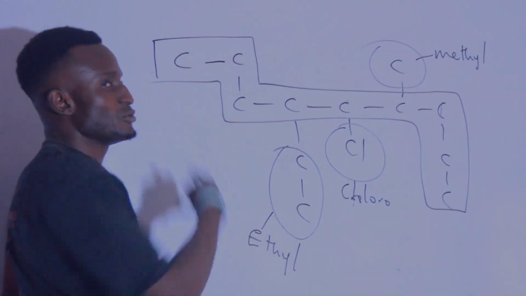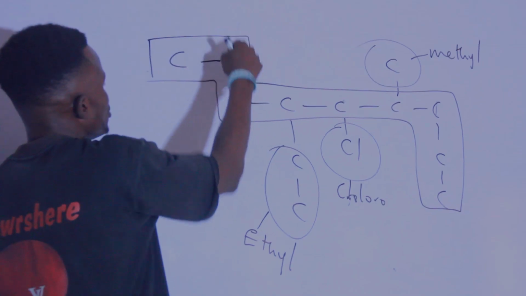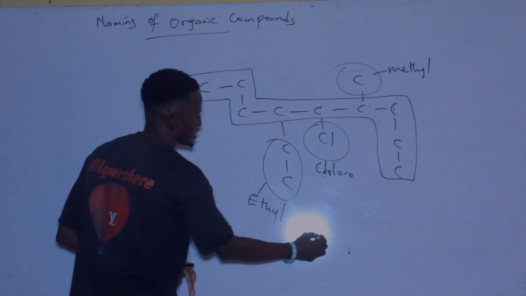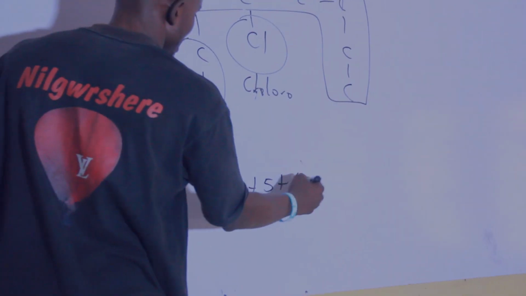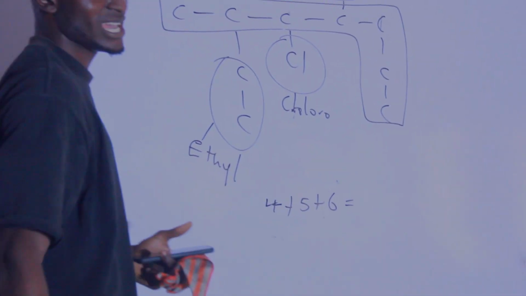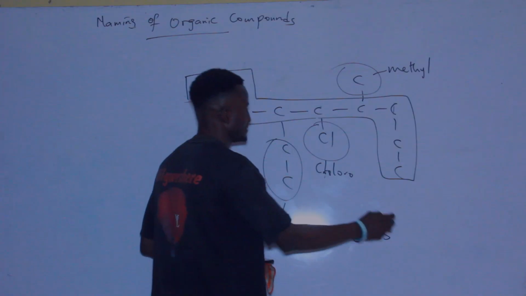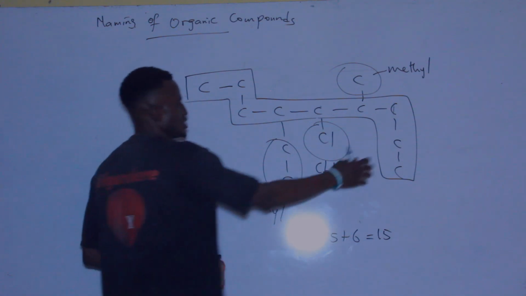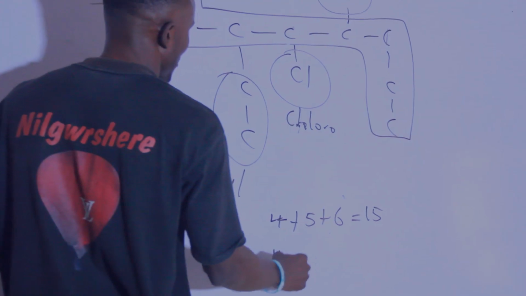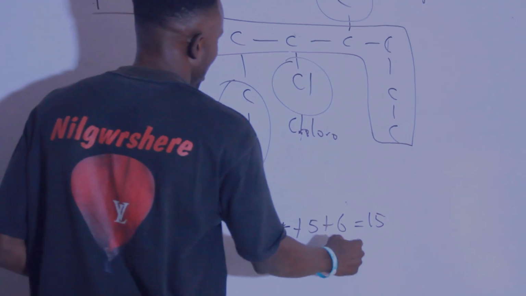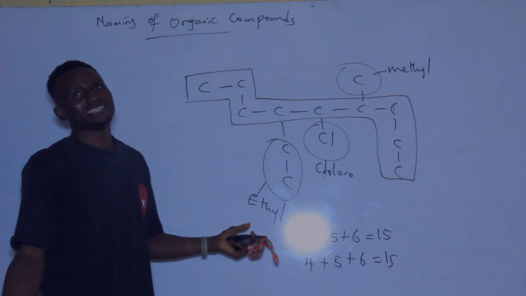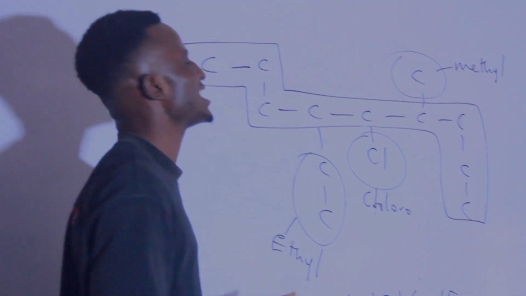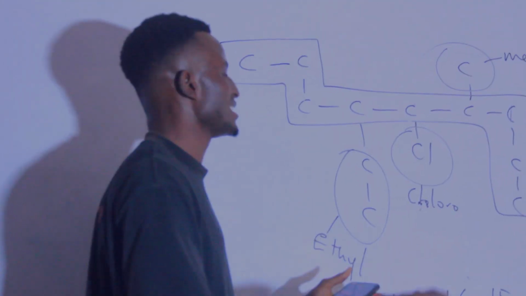Now, let us count. If you start your counting from here, it will be 1, 2, 3, 4. So 1 is found at carbon 4, plus we have 1 at carbon 5, plus 6. So if you check, 4 plus 5, that's 9, plus 6, that equals 15. But if you start your counting from here, it will be 1, 2, 3, 4. 1 is found at carbon 4, plus 5, and the other one is number 6. The same thing. Now, when you have this, then you can start your counting from anywhere.